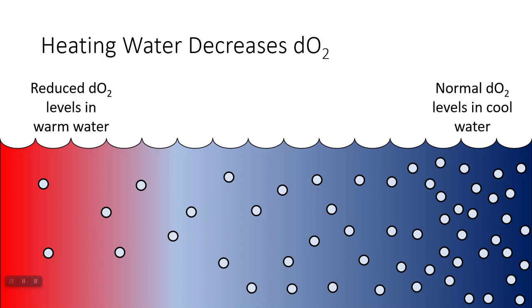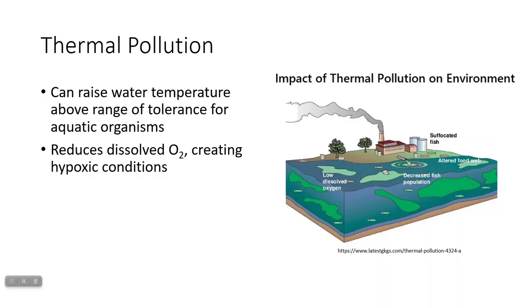So when you add thermal energy to a water source, whether it's heating the water or adding in water that's already hot, you are decreasing the amount of dissolved oxygen in that water. So that can create hypoxic conditions, and that hypoxia can then lead to a decrease in the population of local animals and can even lead to die-offs.